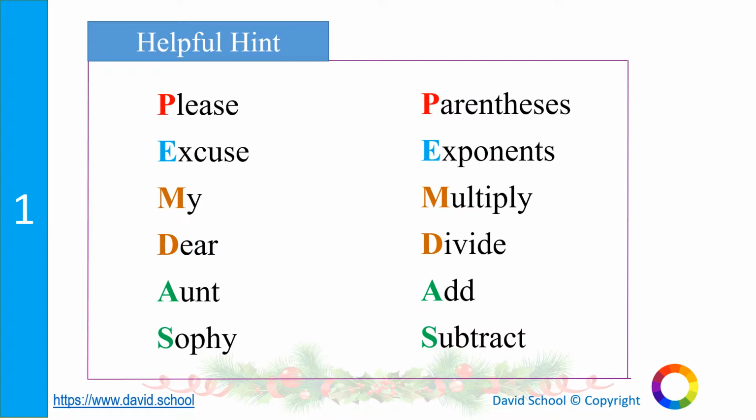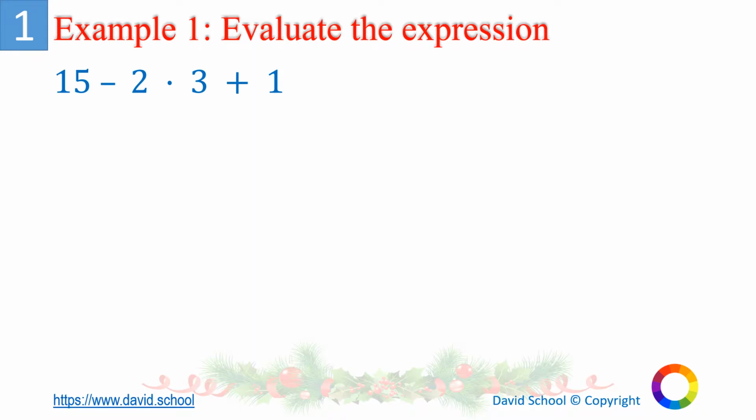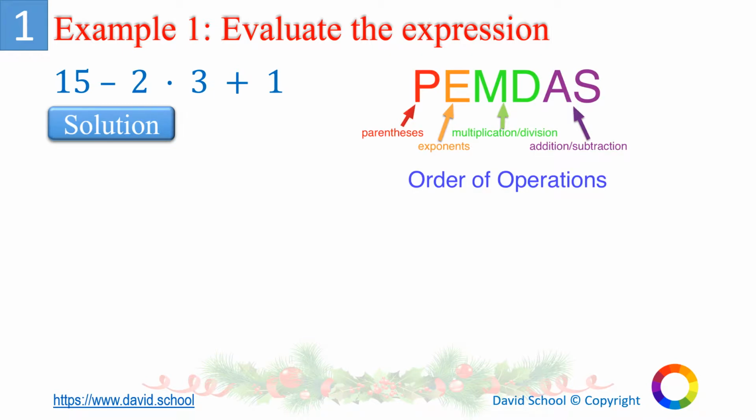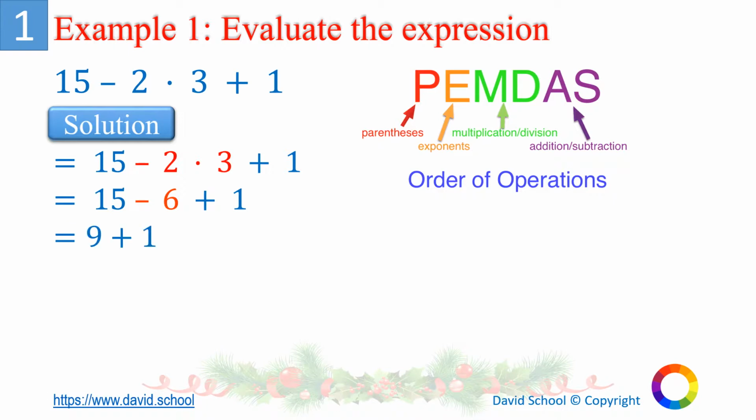Now let us see some examples. Example 1. 15 minus 2 times 3 plus 1. We use PEMDAS, order of operations. Since there are no parentheses, no exponents, we skip the first 2 steps, and now we see multiplication. 2 times 3 is 6. Therefore, 15 minus 6 plus 1. There is no division, so we see the last step, addition and subtraction, following the order from left to right. 15 minus 6 is 9, plus 1, which is 10.